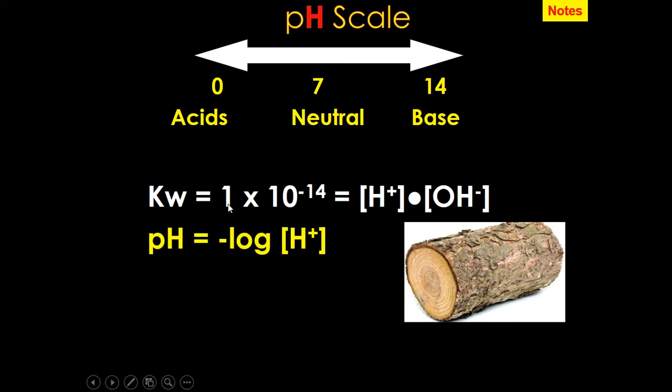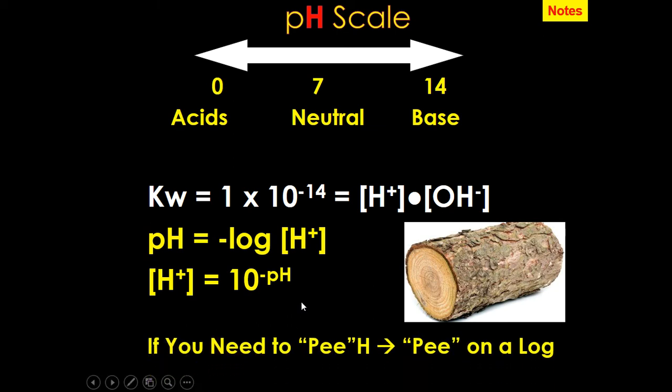If we look at the pH, if I need to pee, I pee on a log. That's how I remember it. I take the negative log of the hydrogen concentration, which is pretty easy to find and calculate. Or let's say that I need the hydrogen ion concentration. Well, I don't need to pee because I got to pee. So I use my P as a power. 10 to the negative pH gives me the hydrogen concentration. The cool thing is what works for the H's will work for the OH's in a very similar fashion. So if you need to pee H, pee on a log. That's how I remember it. If you don't need to pee, use it as a power, right?